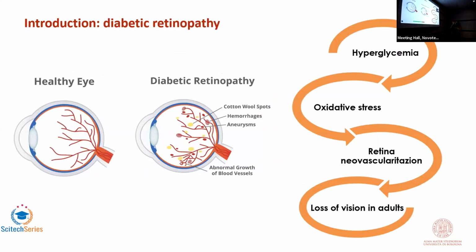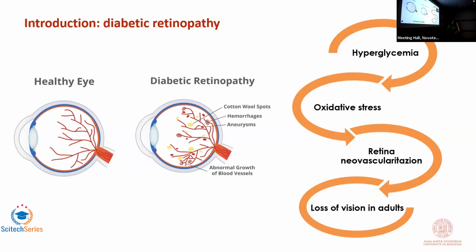So now we go a little further, going back, let's say, to the diabetic retinopathy. In our lab, we started studying diabetic retinopathy about 10 years ago, because from an experimental point of view it is a very good model to study perception. In this figure you see the difference between a healthy eye and a diabetic retinopathy eye.